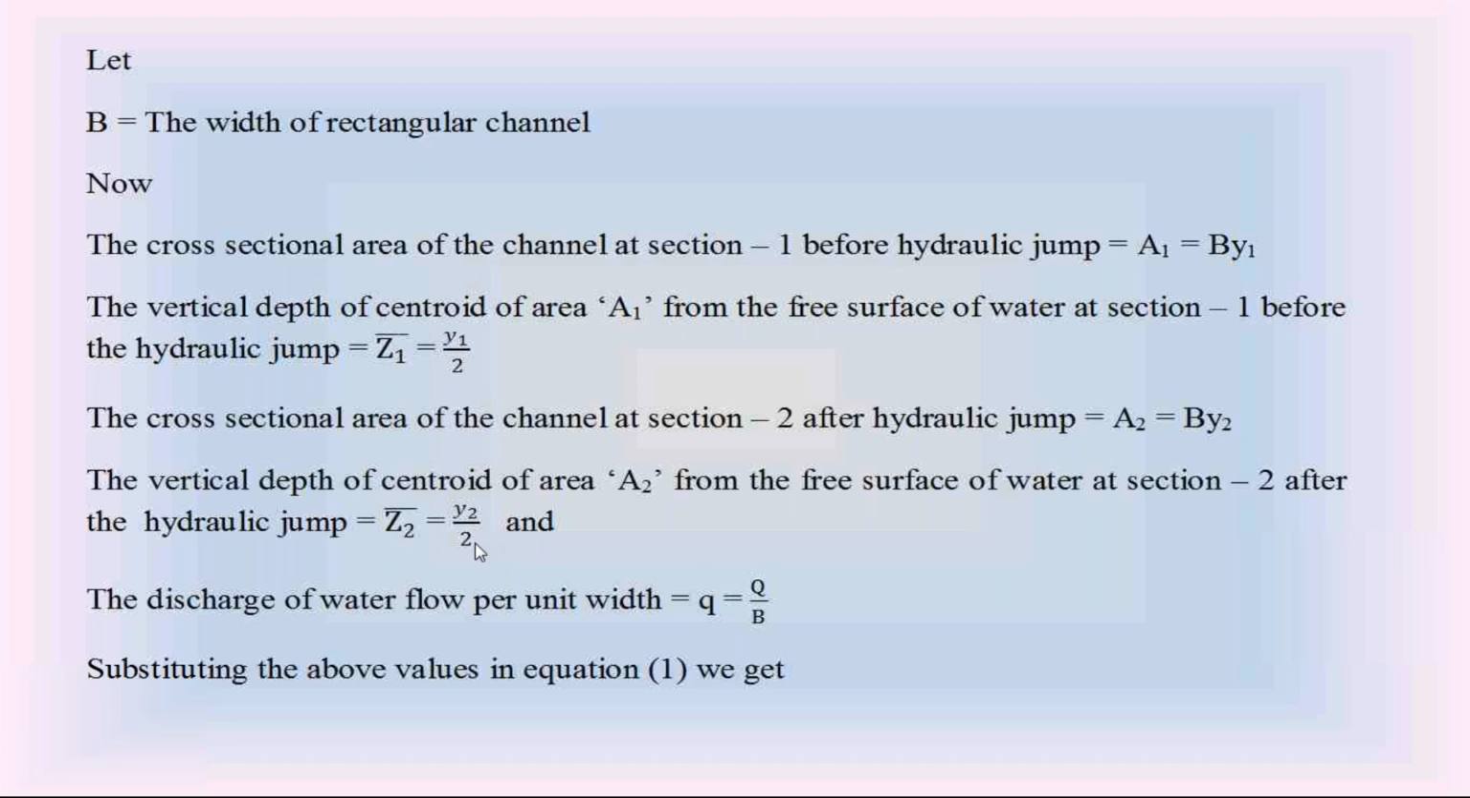Consider small q as the discharge per unit width of the channel. We discussed this small q in open channels a number of times. Small q is equal to the discharge of water flow in the open channel per unit width, that is equal to Q by B. So in equation 1, substitute A1 as B into Y1, Z1 bar as Y1 by 2, A2 as B into Y2, Z2 bar as Y2 by 2, and the equation 1 changes as follows.